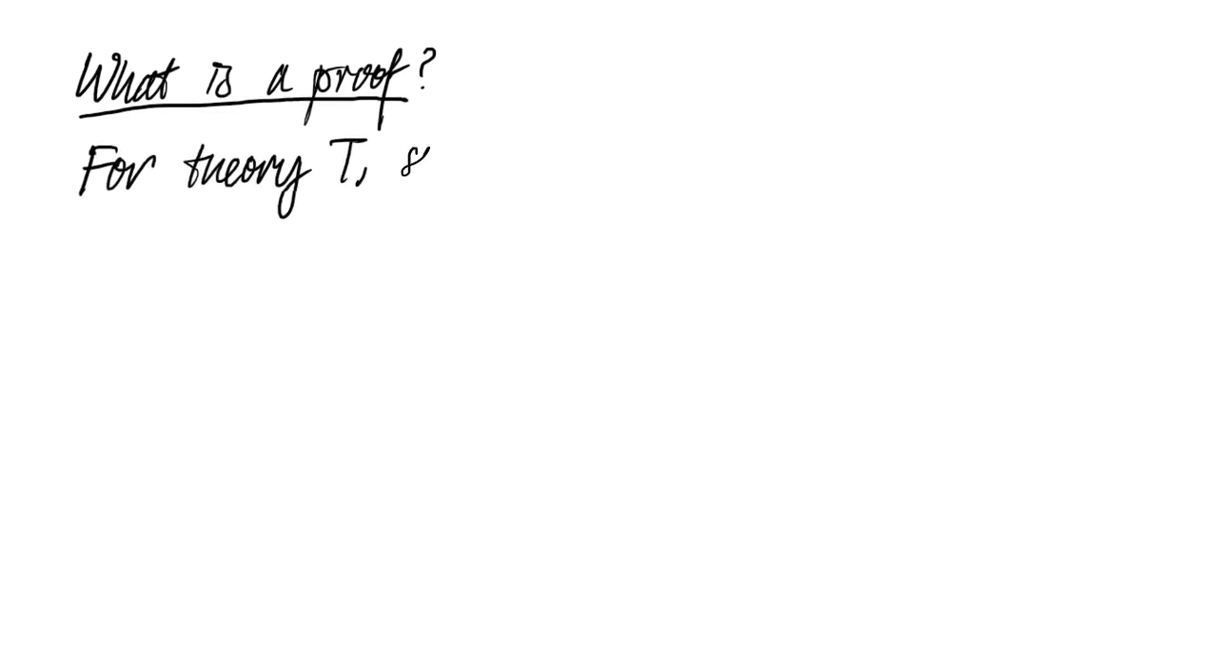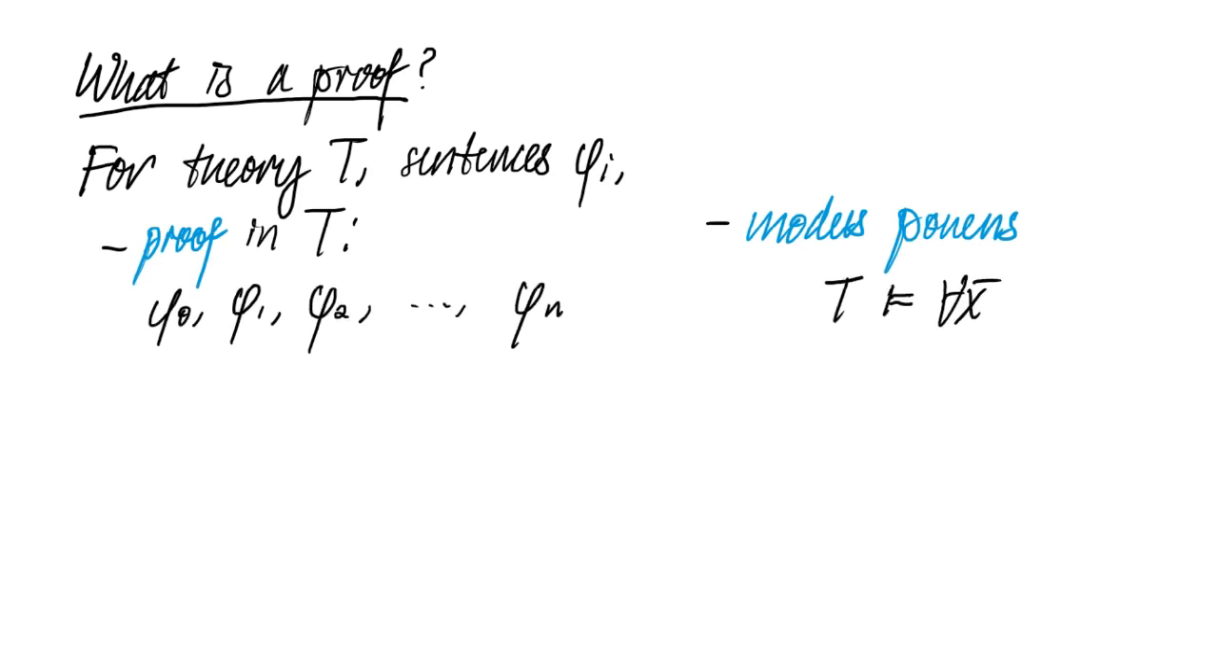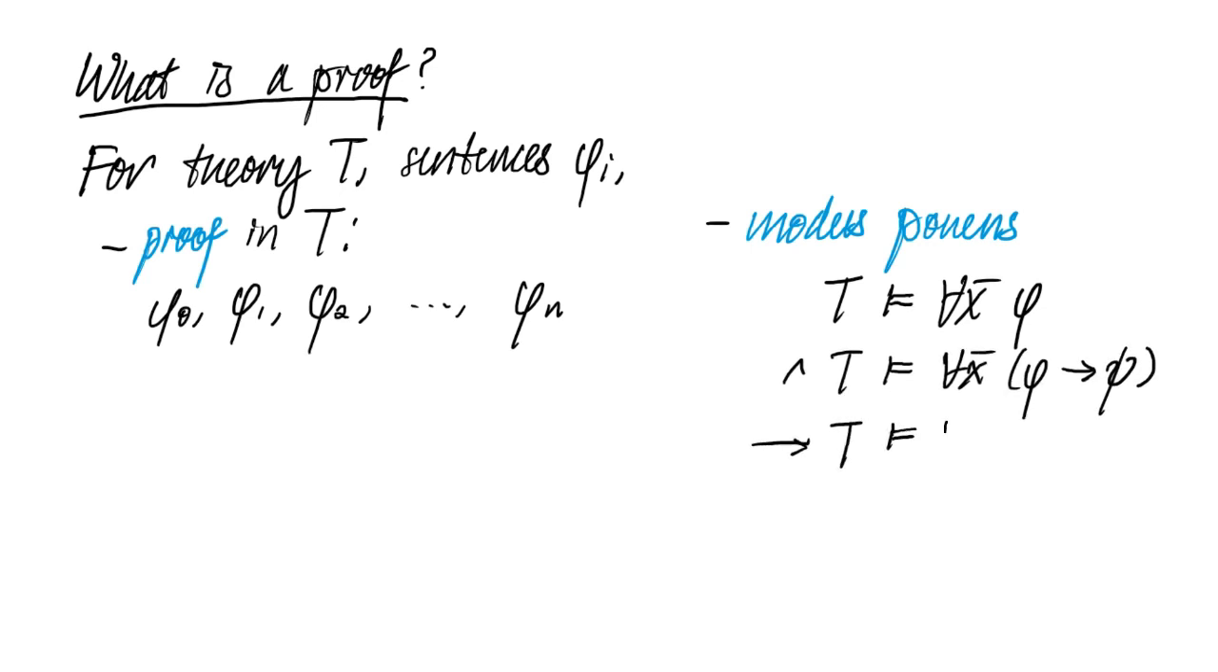Okay, so formally, what is a proof? That might be a bit confusing since this video is literally on a proof of Gödel's completeness theorem, but bear with me. Let's define a proof using the terminology we've given you thus far. For a theory T with sentences phi_i, a proof in T consists of a finite series of sentences phi 0, phi 1, phi 2, up to phi n, with lexicographically earlier sentences having implications on later sentences. Remember modus ponens. If T implies for all x phi, and T implies for all x phi implies psi, then T implies for all x psi.